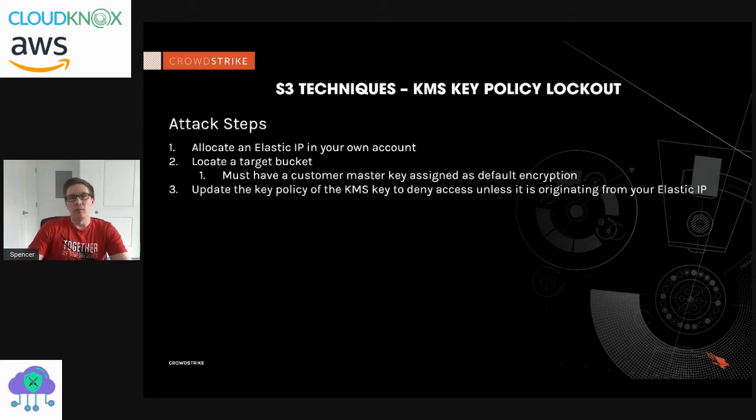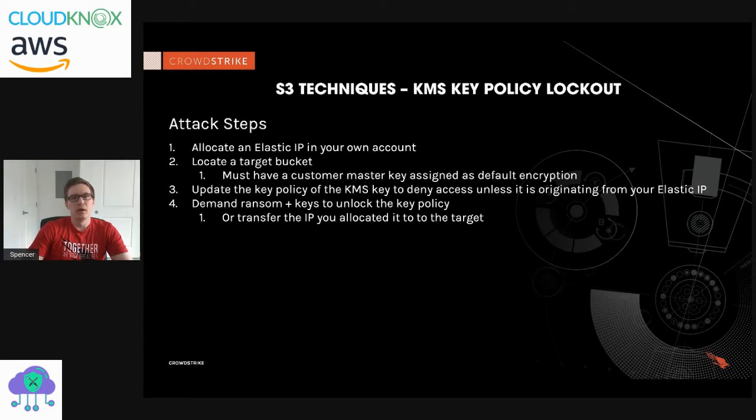We're going to update the key policy of that KMS key to deny access to anything about it unless it's originating from your elastic IP address. So essentially, no one can use the key unless they have control of the elastic IP address, which you, the attacker, have control of. Then you demand ransom plus keys to unlock. You could have them give you keys that have put key policy on the key, and you could use your elastic IP to restore their key policy, or you can transfer them the IP you allocated.